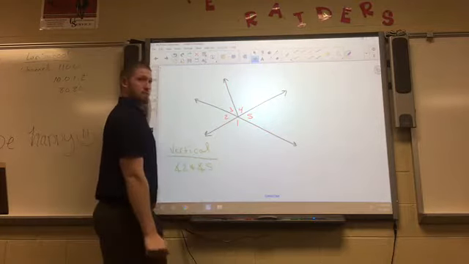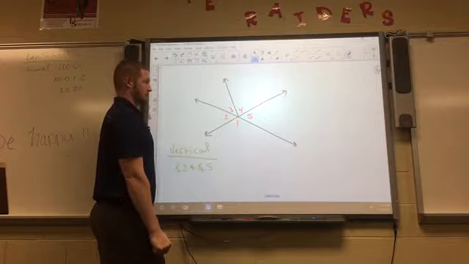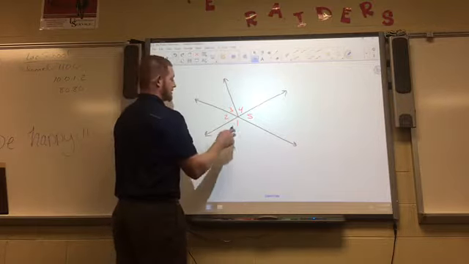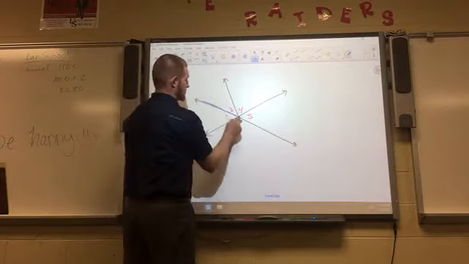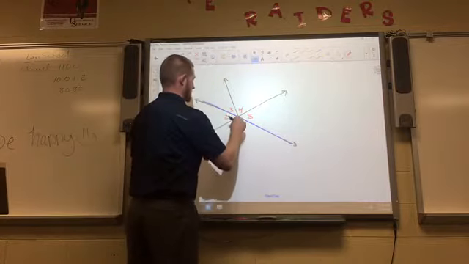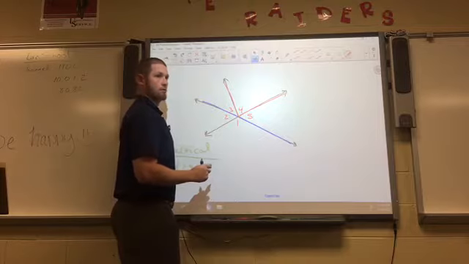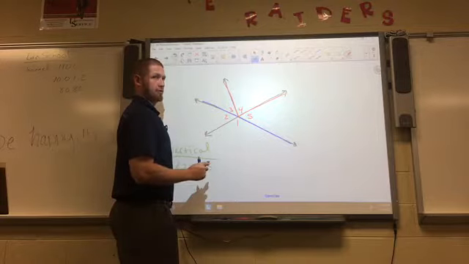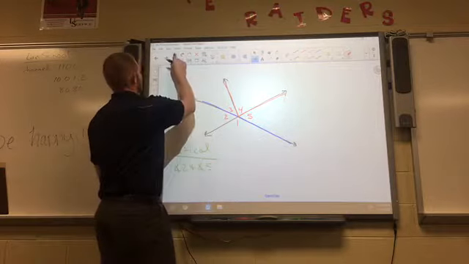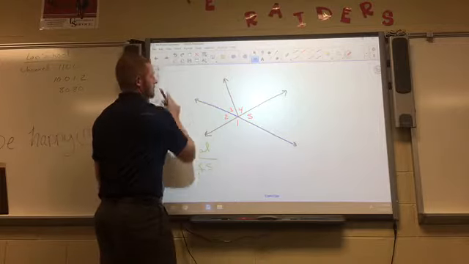Does anybody see any others? 3 and 5, okay? Do they form two pairs of opposite rays? No. Do we still think 2 and 5? Are there any more then? No, there are not.